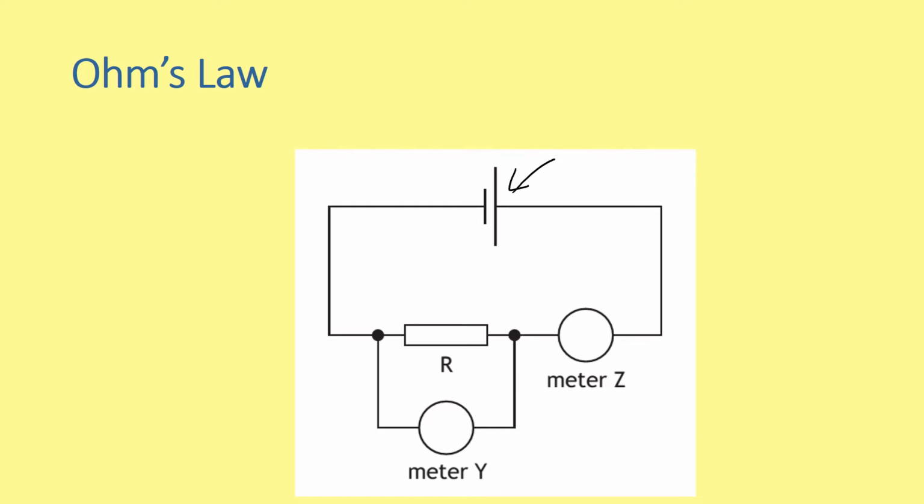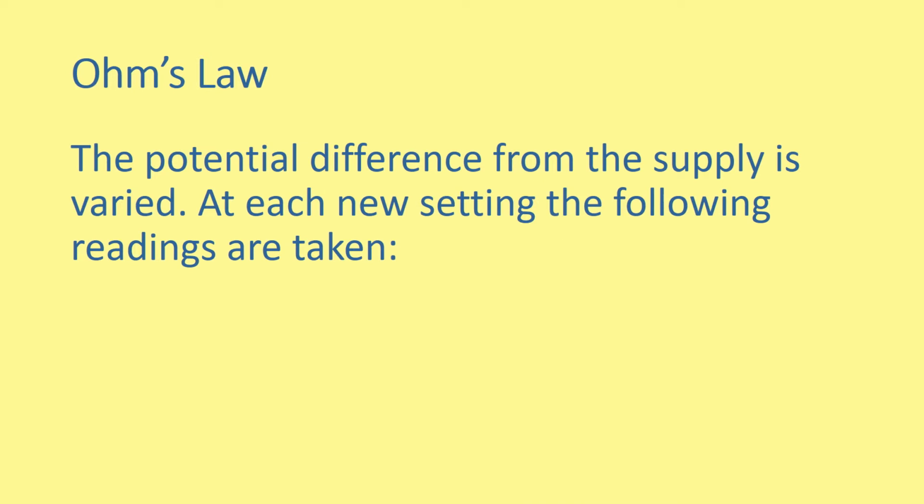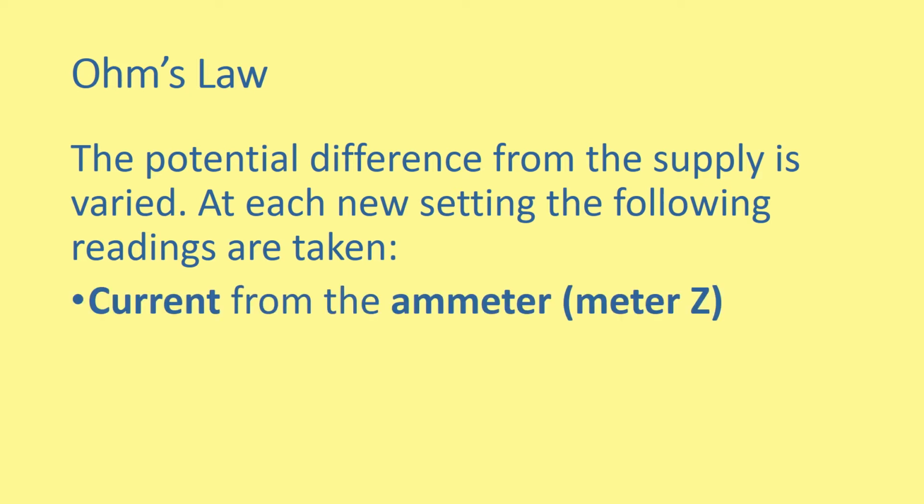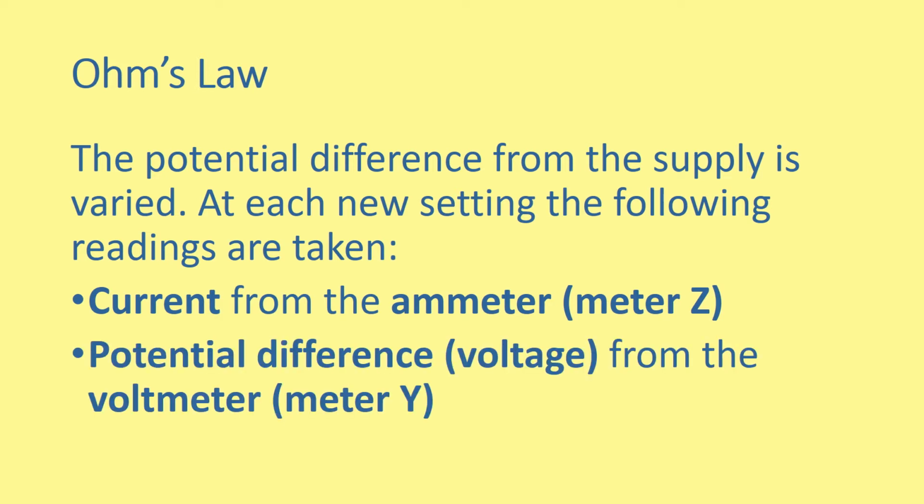Remember, current is always measured through a component, so this one is going to be our ammeter, and voltage is measured across a component, so this one's going to be our voltmeter. This is our supply voltage. Potential difference in the supply is varied, and in each new setting the following readings are taken. We measure the current from the ammeter, remember that's meter Z, and we measure the potential difference from the voltmeter.